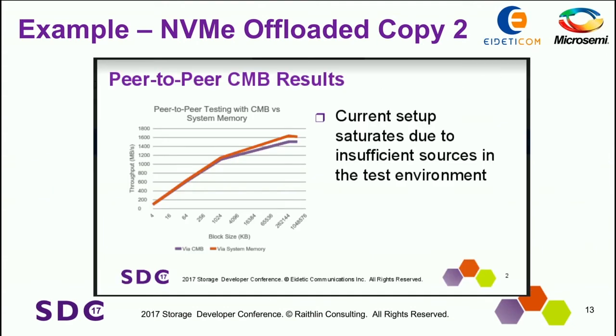We got some results. I'm not going to go into too much detail, but basically, we've been doing a lot of testing with our card. There was some more data on Monday, but basically, the CMB can be incredibly fast. It's a very fast path in our particular topology. So we're saturating PCIe Gen 3 by 8, and we're almost saturating PCIe Gen 3 by 16. So there's a lot of capacity there.